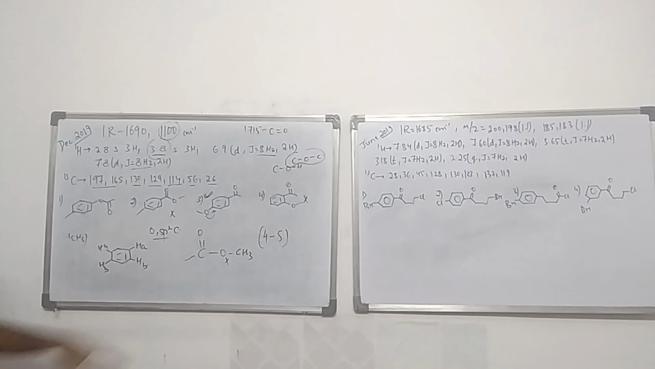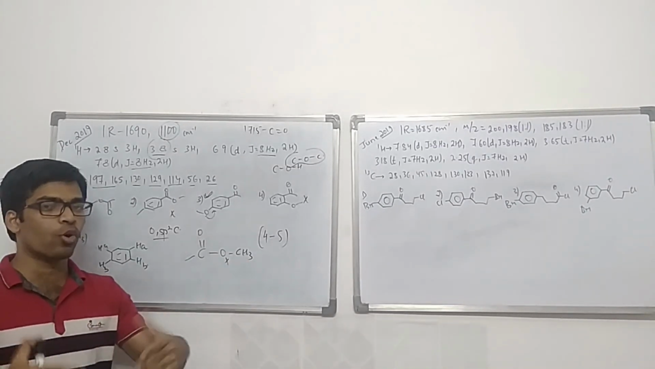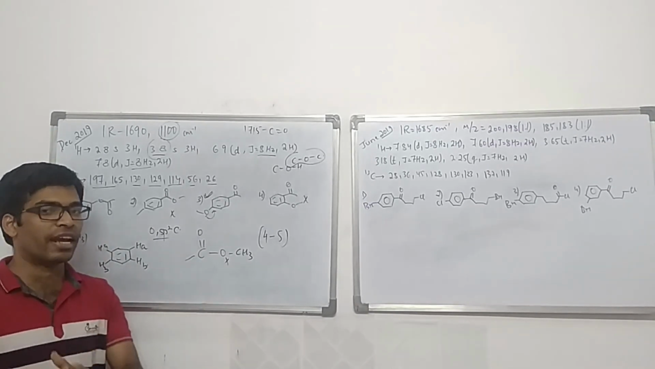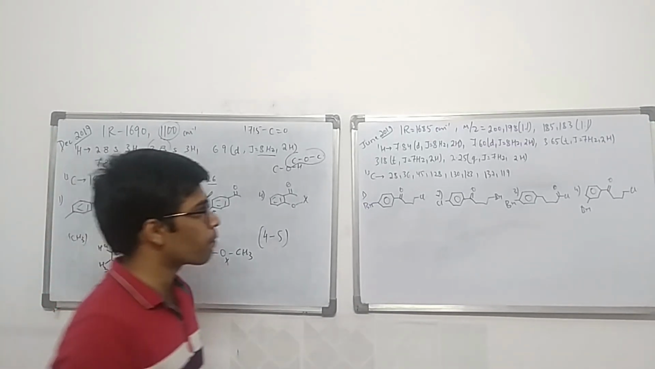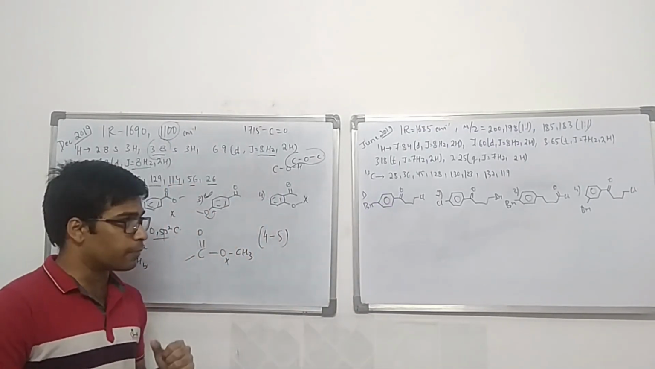So these kinds of values, that it has to be in the range of 4.5, will come when you practice more and more questions, when you come across more and more NMR data. With practice, you can get it. Now let us look at another question which came in June 2019.